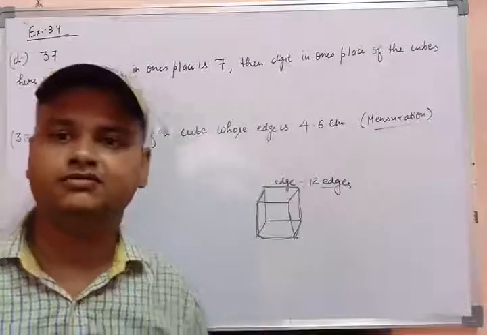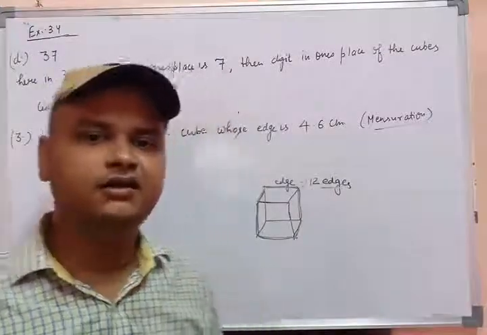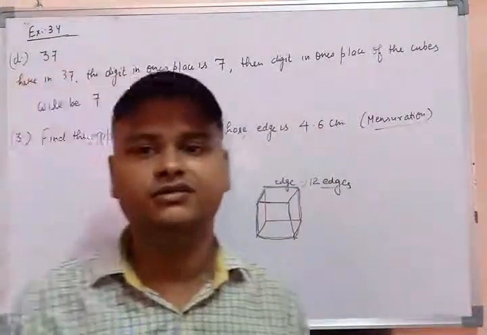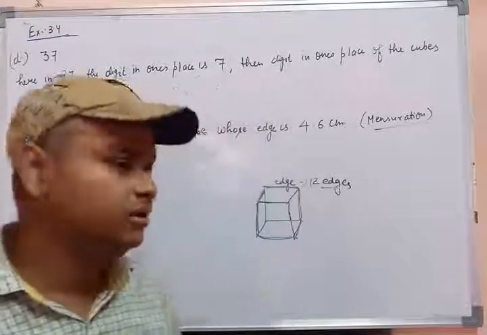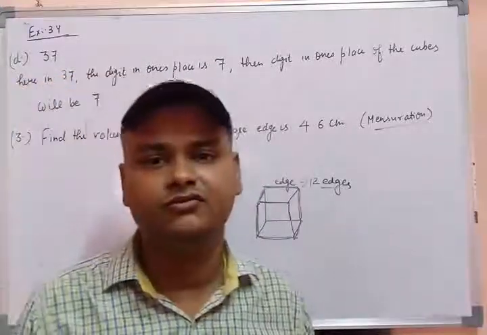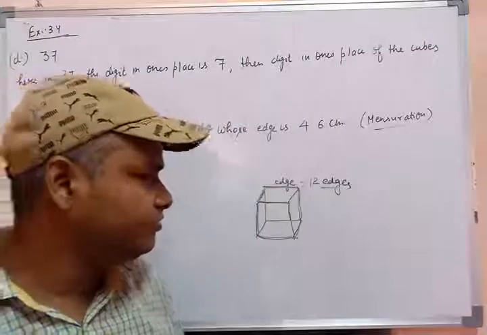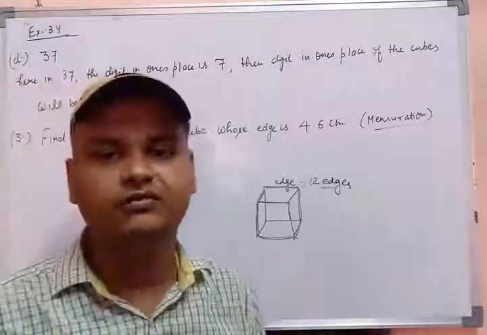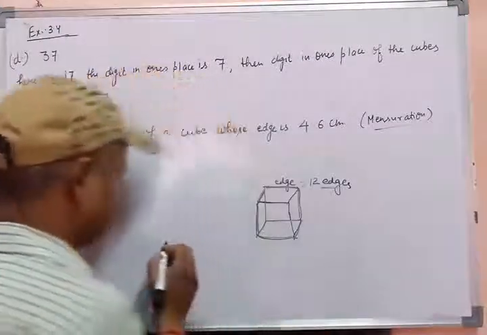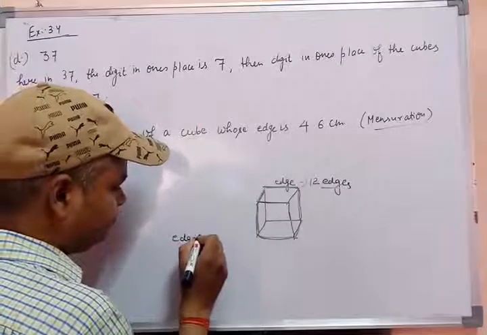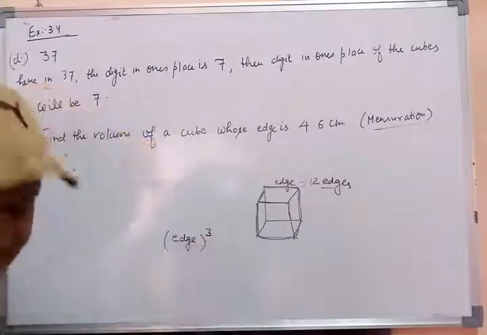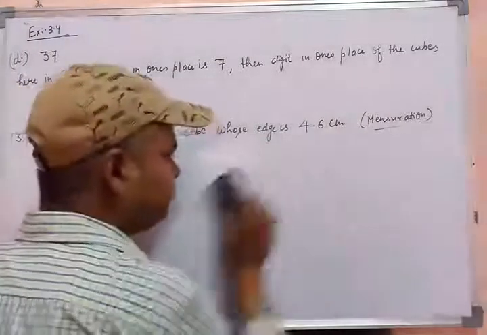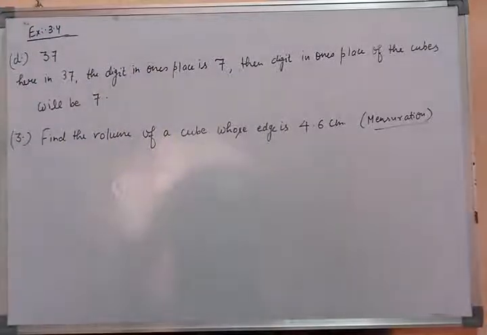In a cube there are a total of 12 edges, and all the edges are equal because we know that the sides of a square are equal to each other. So the edges of the cube will also be equal to each other. And if you find the volume of the cube, then the formula is edge cube. Okay, it is the formula of this question. So we have to use this formula for solving this question.